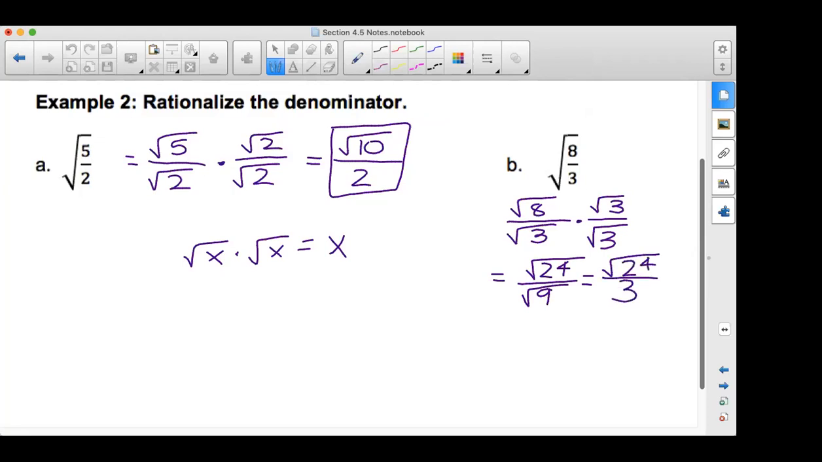Awesome. And then you can split root 24 into root 4 and root 6. Good. So this root 24 can break up into root 4 and root 6. So then we have root 4 times root 6 over 3. And then you can get 2 root 6 over 3. Awesome.